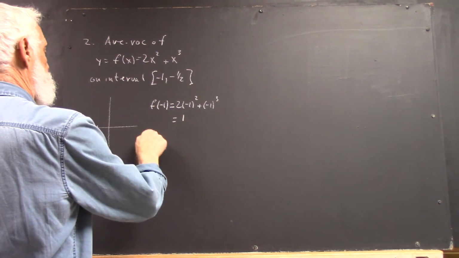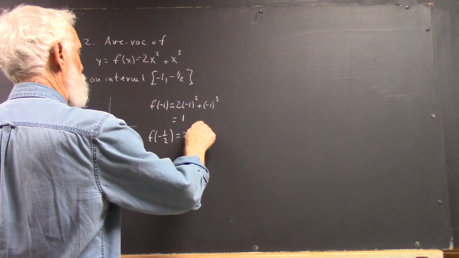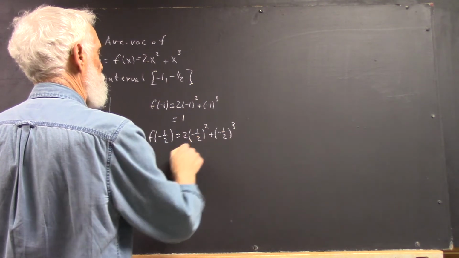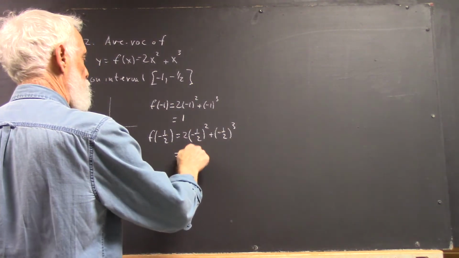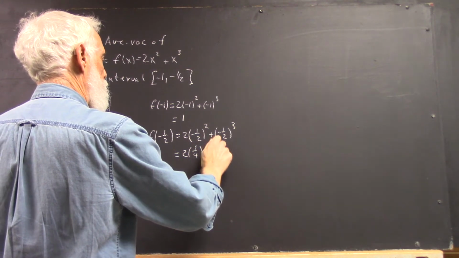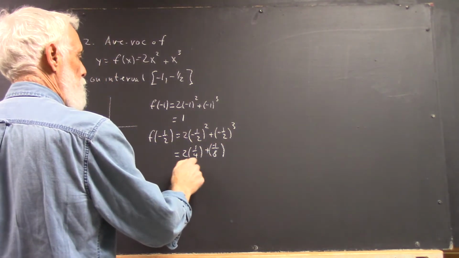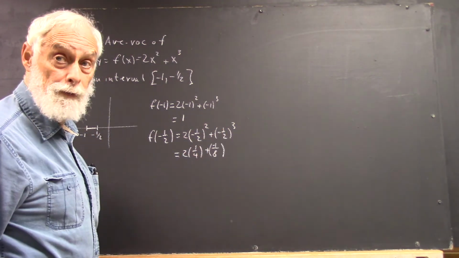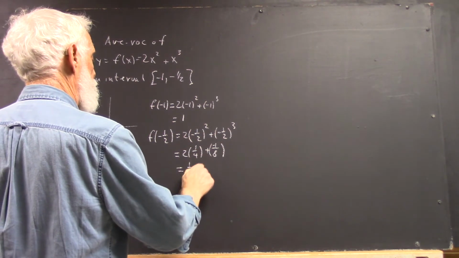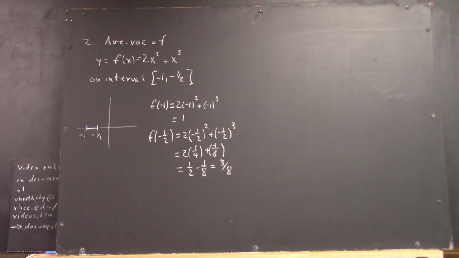Then f of -1/2 is 2 times -1/2 squared plus -1/2 cubed. Well, that's going to be 2 times 1/4 plus -1/8. That negative is written a little small there, but clearly it's going to be negative because you're cubing a negative number. Negative times a negative times a negative will give you a negative. So that's 1/2 minus 1/8 equals 3/8.